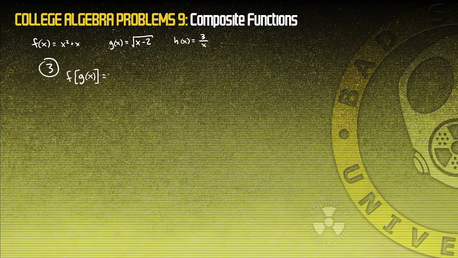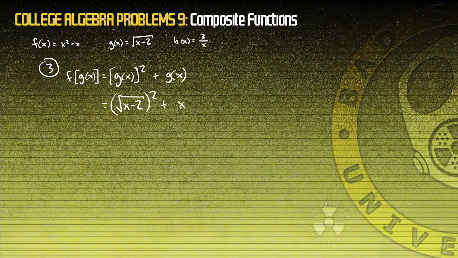Number 3 is f of g of x. So f of x is x squared plus x, so we have g of x squared plus g of x. And when you plug that in, you get the square root of x minus 2 quantity squared plus the square root of x minus 2. And that just gives you x minus 2 plus the square root of x minus 2.